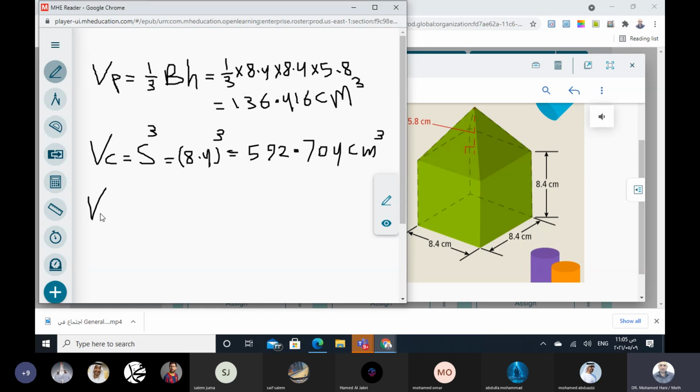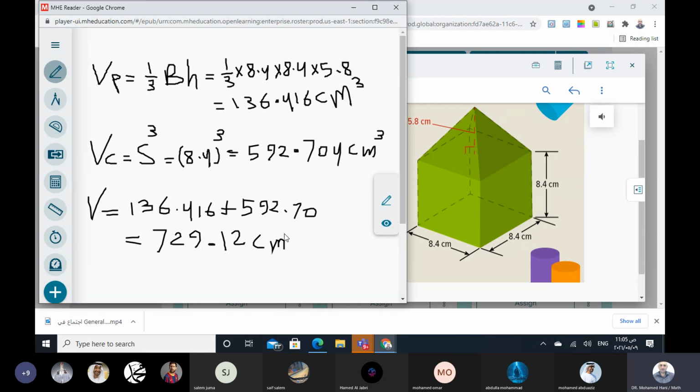Now the volume of the composite figure: the volume of the pyramid, 136.416, plus the volume of the cube, 592.704. Now we can add: 136.416 plus 592.704, so the volume will be 729.12 centimeters cubed. Who has any question here?